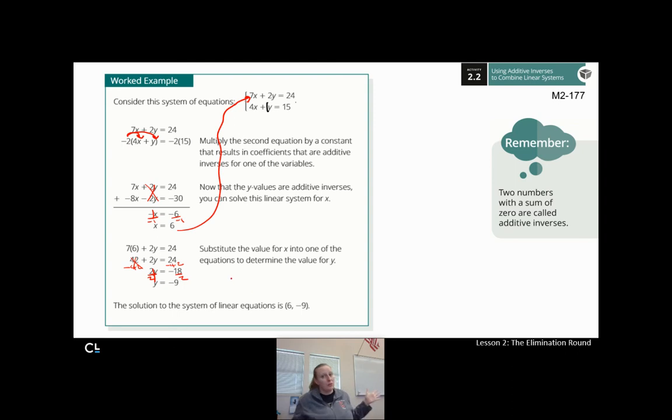And of course, we have to write our solution as an ordered pair. So 6 is our x coordinate, it goes first. -9 is our y coordinate, it goes second. Hooray. So if we were to graph these two equations, that would be the magical place where they meet up. So magical. All right. So if I don't have coefficients that are additive inverses, I can make it have additive inverses, right? Like I can make it do what I want it to do.